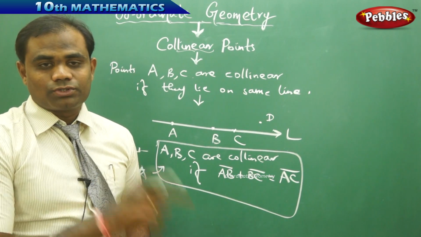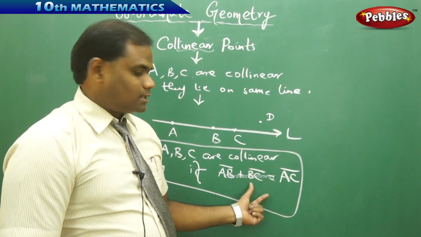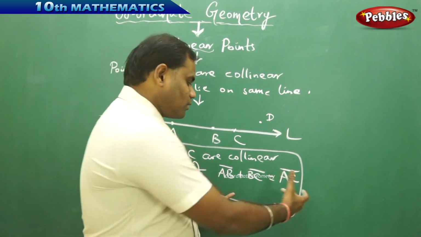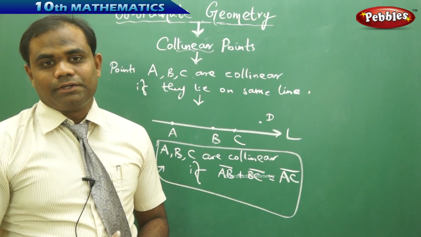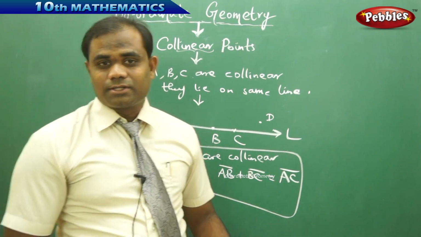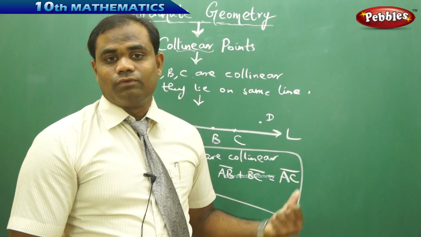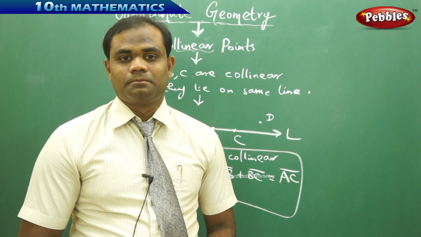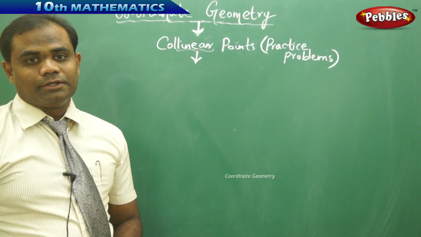So when I want to show that the 3 points are collinear, I find AB plus BC and I find AC. If these 2 quantities are equal, then I can say the 3 points are collinear. So let's follow this concept through an example problem and see how we can prove for 3 points to be collinear. So let's take a practice problem to identify the collinear points.